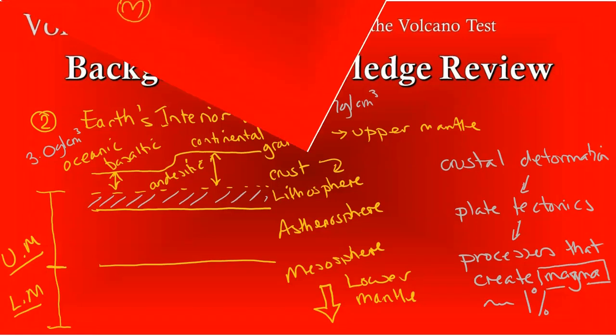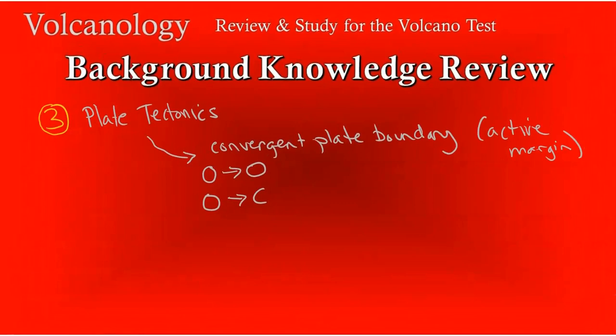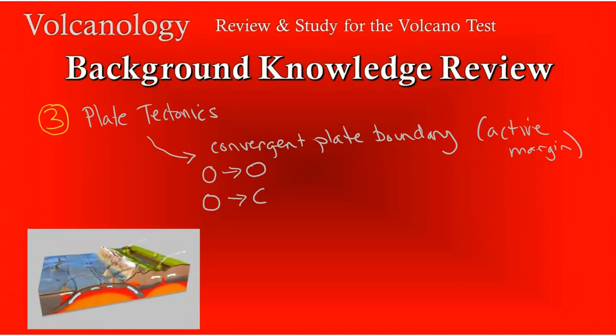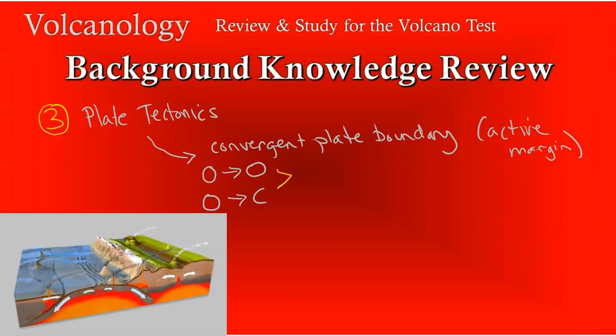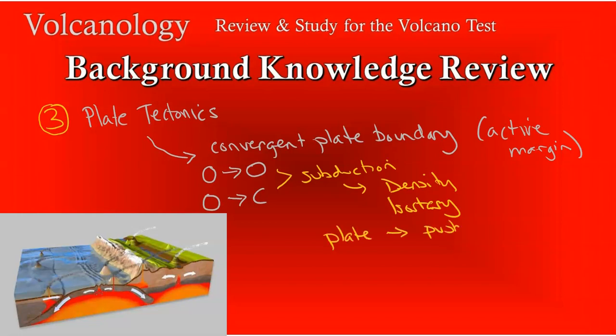In regards to plate tectonics, we have the convergent plate boundary, which is termed an active margin. You have the two types of convergence, ocean to ocean and ocean to continental, and these are the main boundaries that create subduction. Subduction is a difference in density, which refers to isostasy and buoyancy, and which plate would technically be pushed and pulled under the lighter, less dense one.